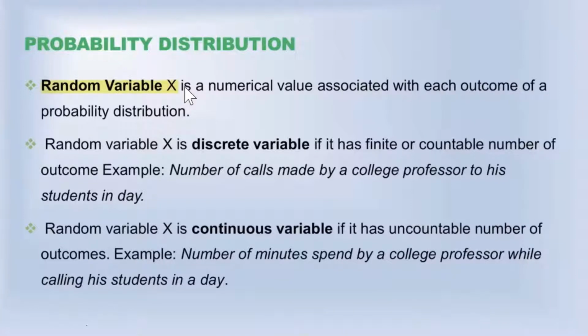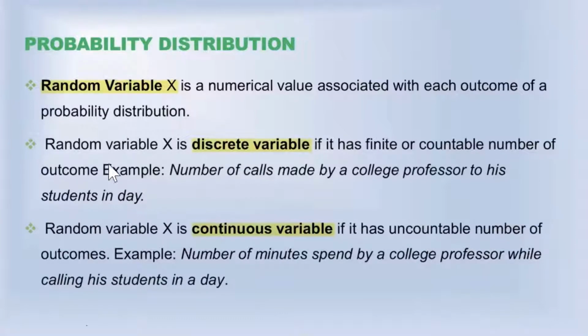Or if I flip a coin, then you'll get a head or a tail. That head or tail is your random variable X. So a random variable is a numerical value associated with each outcome of any probability distribution or experiment. That is the first thing. Now the random variables are of two types. The first one is called the discrete random variable, and the second is called the continuous random variable.